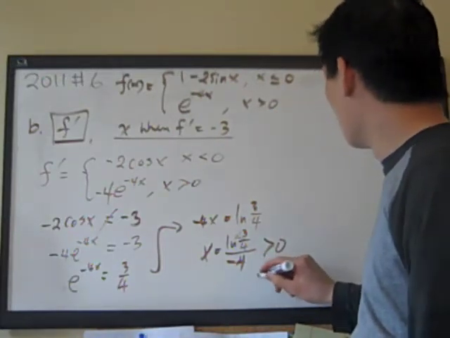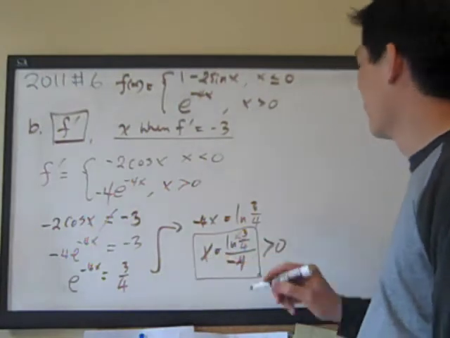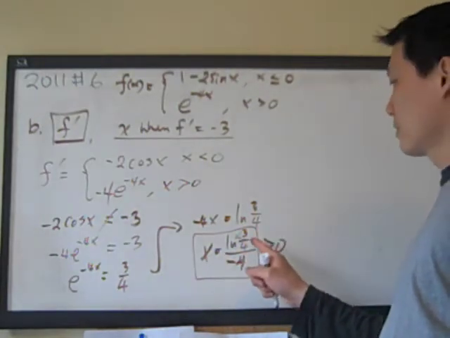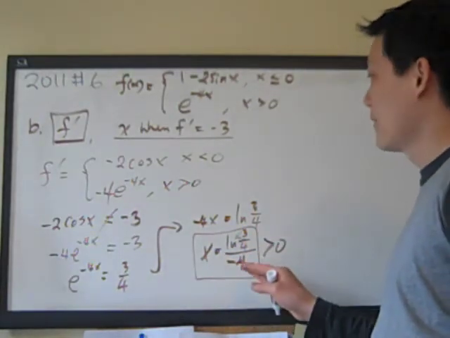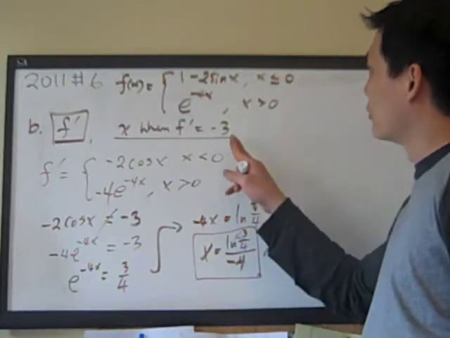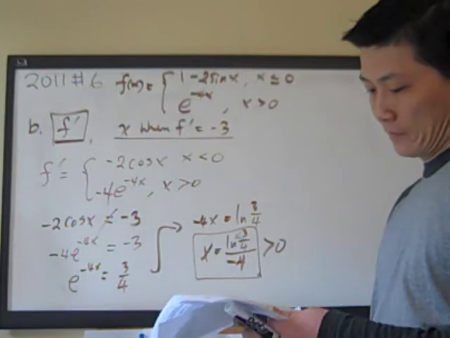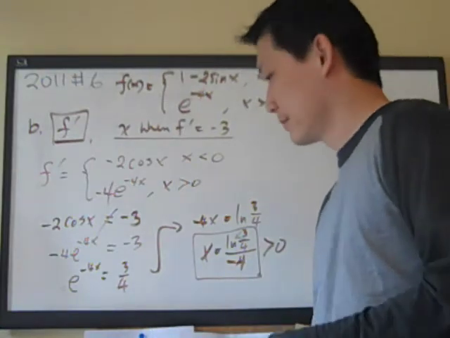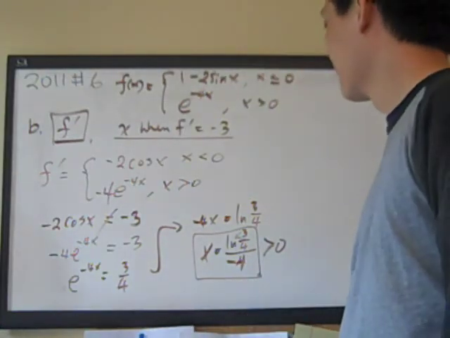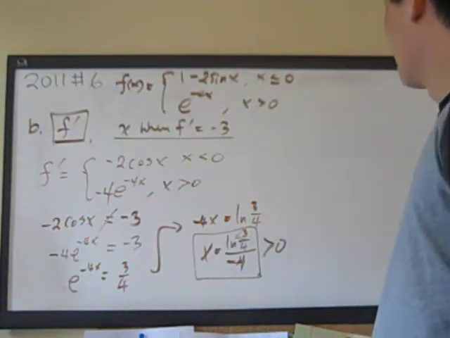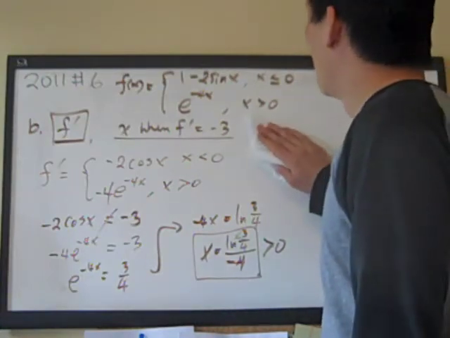So there you have it. Here is the value. x is equal to ln 3/4 over -4, and this value is going to give you f prime equal to -3. So there it is. There's your answer. We're going to go to part C.